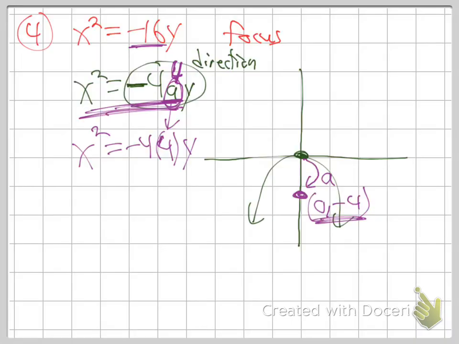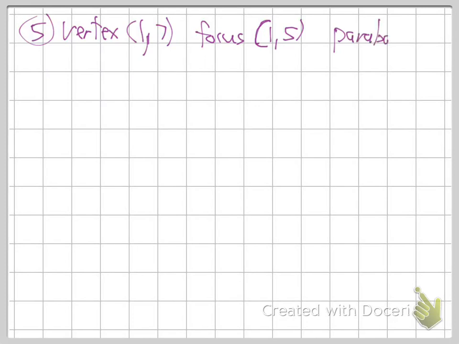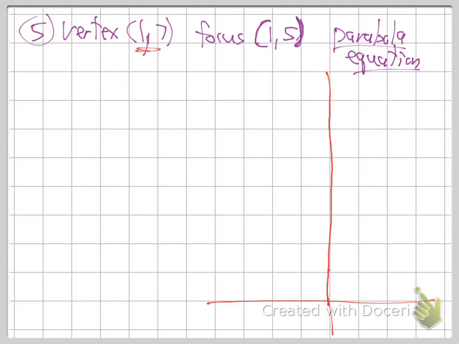Okay, so they want the parabola equation. Let me draw a picture with you. So I'll do it over here. The vertex is 1, 7. So 1, 2, 3, 4, 5, 6, 7. So right there. Oh, that's not over 1, is it? Right there. Over 1, up 7. And then over 1, up 5 is the focus point.